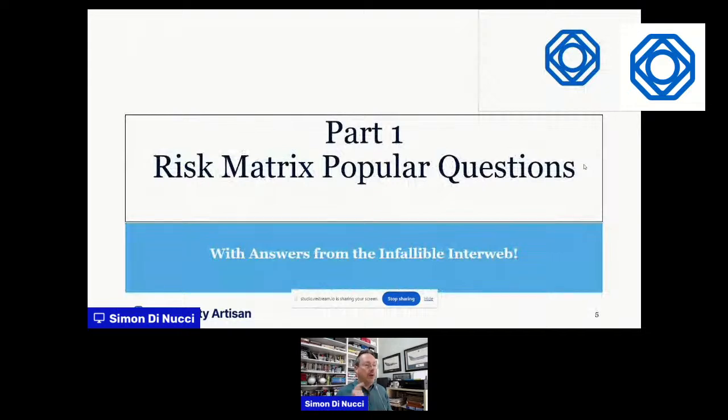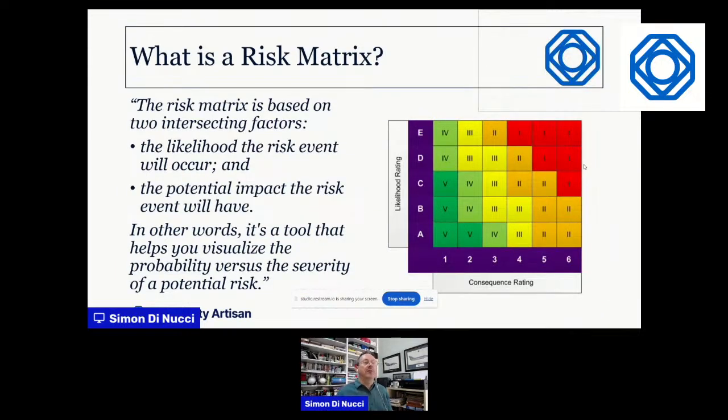Okay, so part one, some risk matrix popular questions. And as I say, I've got some of this stuff from the infallible interweb. Infallible it is not, as we will see. So, very common question, what is a risk matrix?